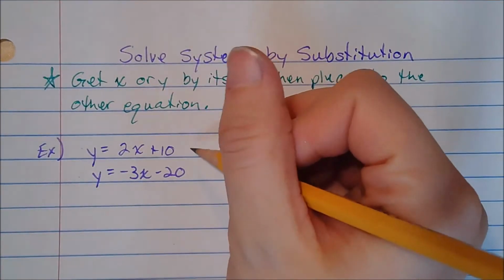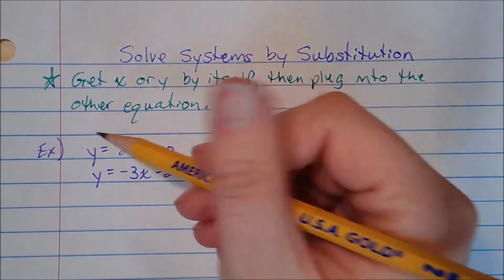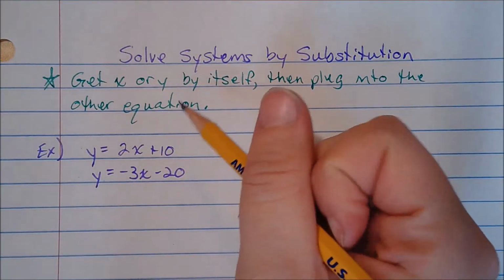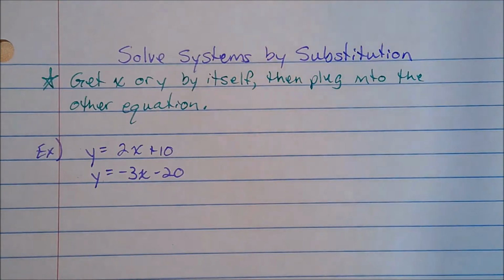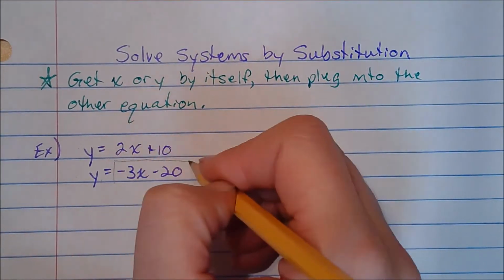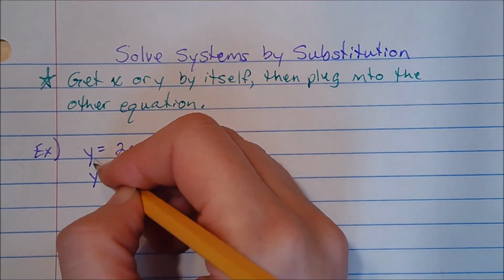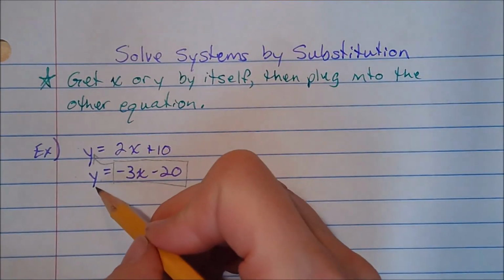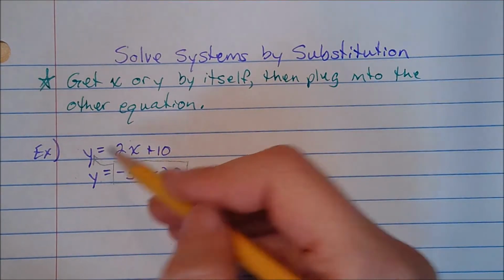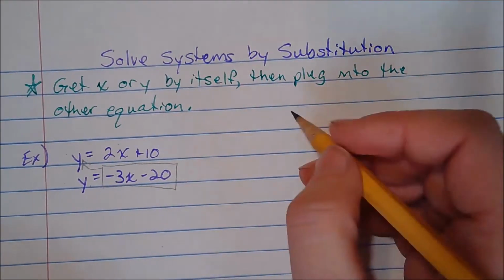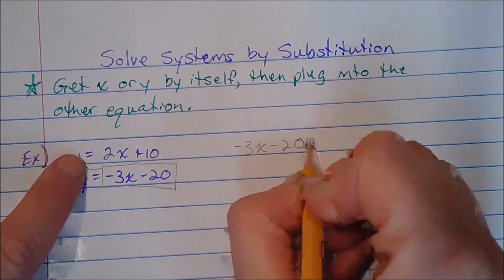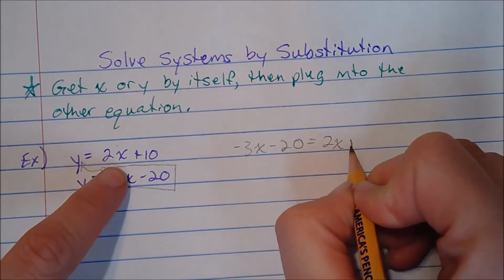So if you take a look at our first example, this is kind of your ideal situation. Both equations already have y by themselves, so you really don't have to do any extra work. You can get right into the plugging and solving part. So we're actually going to take this one right here and plug it in right there, because these are both kind of stand-ins for y. Y equals both of them, so we can replace one with the other. So I have negative 3x minus 20 equals 2x plus 10.